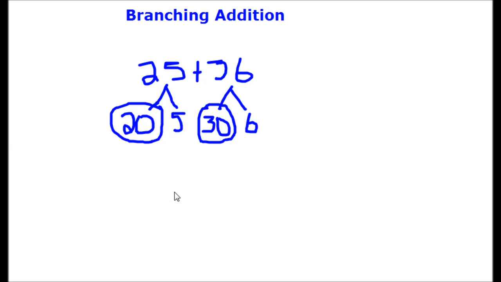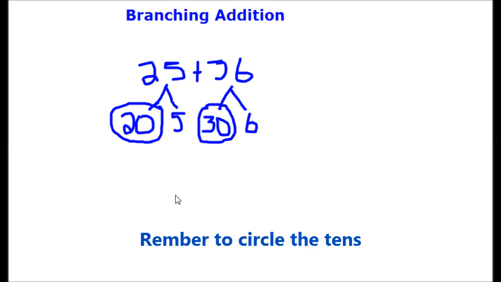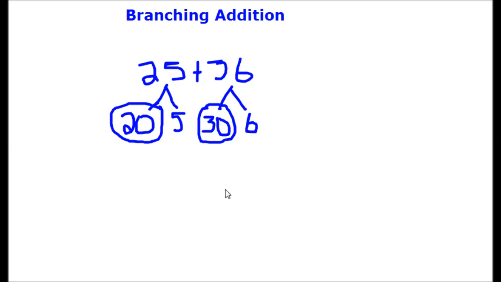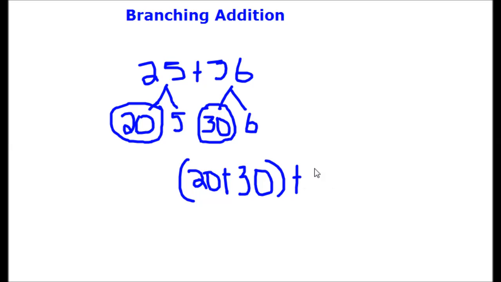And now what we're going to do is add the similar place values together. So we're going to add the tens together and we're going to add the ones together. So we're going to take the 20 and the 30 and write them down here: 20 plus 30, and we'll draw parentheses, plus then the ones, 5 plus 6. 20 plus 30 is 50. 5 plus 6 is 11.